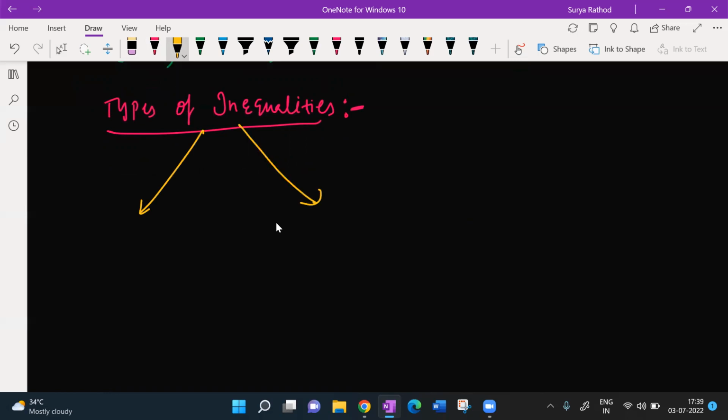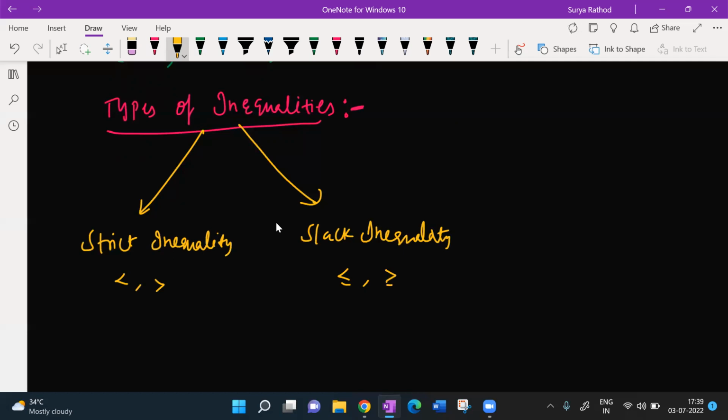Beta, we have two types of inequalities. One is strict inequality, another is slack inequality. Strict inequality is nothing but less than, greater than. Slack inequality is nothing but less than or equal to, greater than or equal to. Wherever I find less than or greater than symbols, they come under strict inequality. Wherever I find less than or equal to, greater than or equal to symbols, I say they are slack; they come under slack inequality. All right, beta. Any doubts? Understood my point?